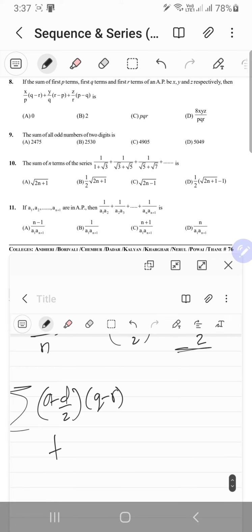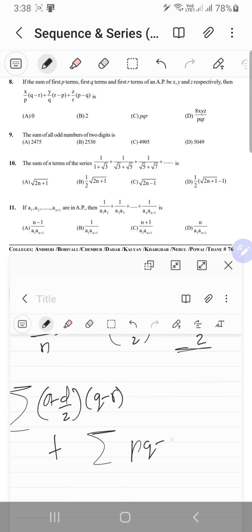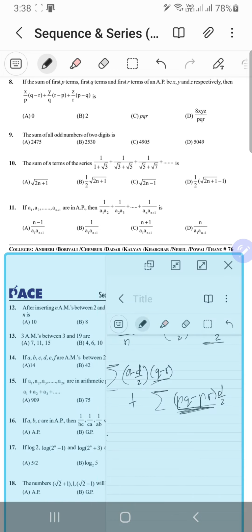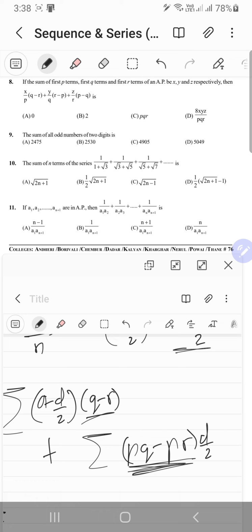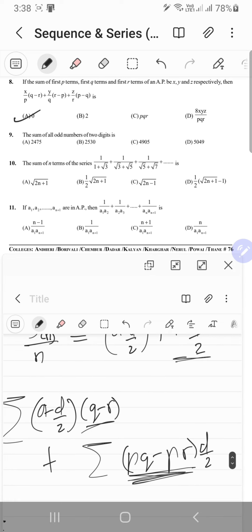And the other term, that will be summation of p times d upon 2 into q minus r. But p times q minus r, that's like pq minus pr. And of course d upon 2. So this thing cancels. I mean, this telescopes to 0 and this also telescopes to 0. So yeah. Oops, why did this happen? Okay. So this is just 0. Yeah. Looks right. I believe it should be 0.